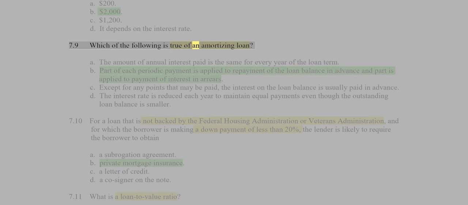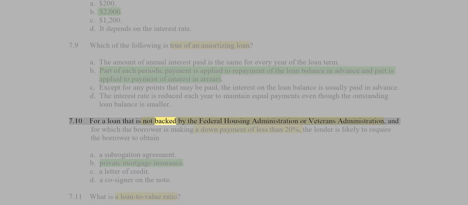7.9. Which of the following is true of an amortizing loan? A. The amount of annual interest paid is the same for every year of the loan term. B. Part of each periodic payment is applied to repayment of the loan balance in advance and part is applied to payment of interest in arrears. C. Except for any points that may be paid, the interest on the loan balance is usually paid in advance. D. The interest rate is reduced each year to maintain equal payments even though the outstanding loan balance is smaller.